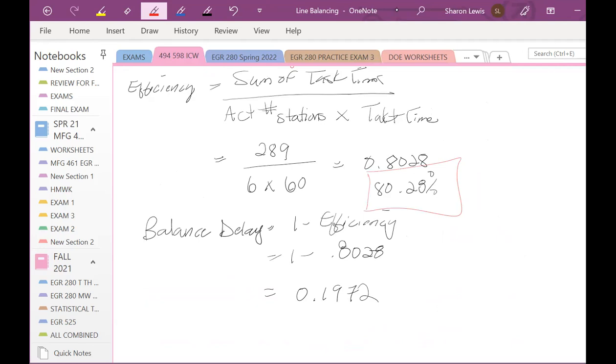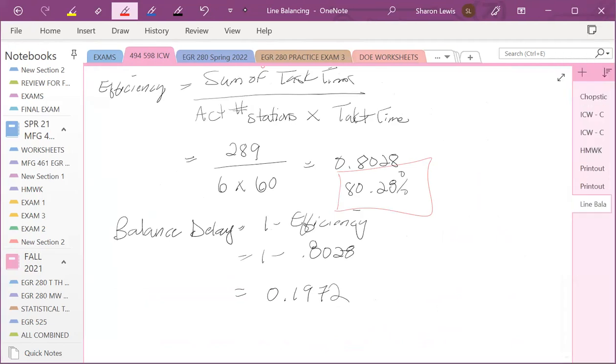So I'm going to go ahead and stop the video, and then I will make another one for most number of following tasks and least number of following tasks.